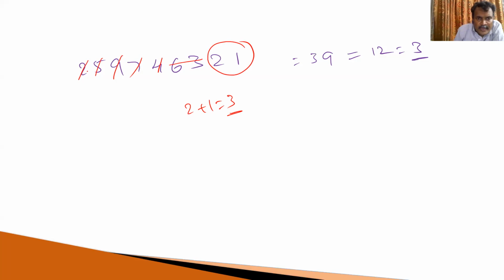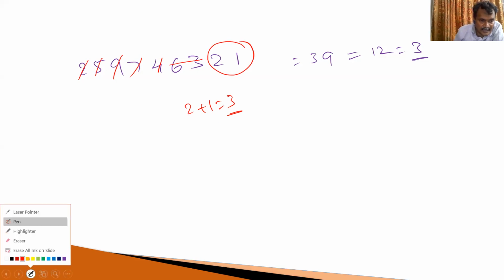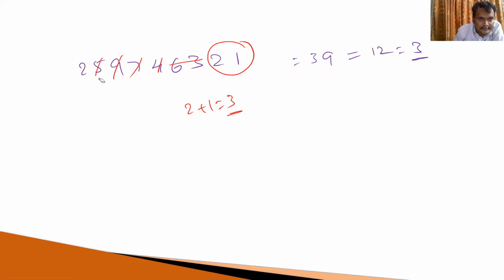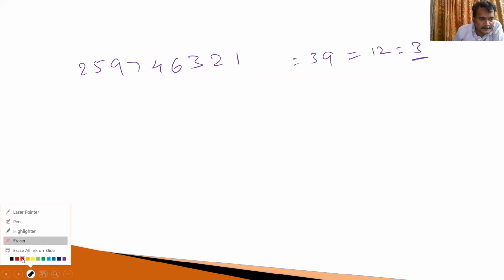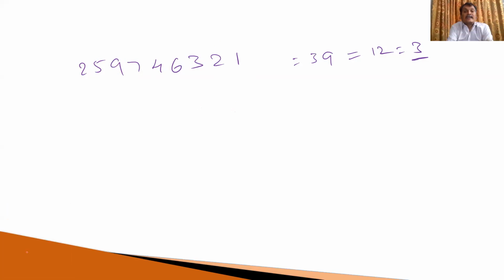Okay, no need to add all the numbers. Once again, I'm going to explain. See, suppose in any number, if you want to find the digit sum, what should we do? Just cancel the 9 or sums of 9s. Here, cancel the 9.